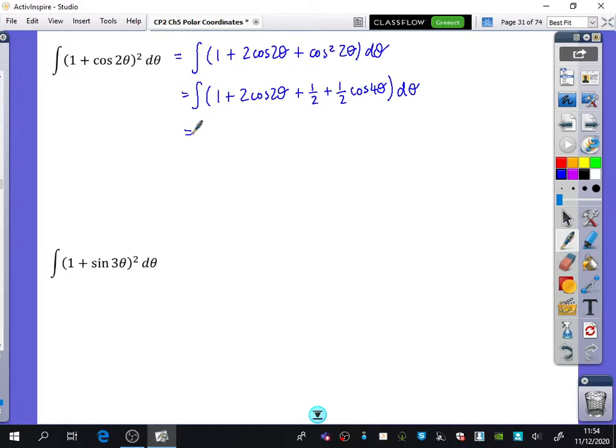So obviously the 1 and the half is 3 over 2. So when I integrate it, it's going to be 3 over 2 theta. I've just added that 1 and the half together there. 1 plus a half is 3 over 2, and then I've integrated it as well. I'm just trying to save some of my virtual ink here. 2 cos 2 theta, what's that going to integrate to? Good. Sine 2 theta. And then I've got a half cos 4 theta. Plus c.